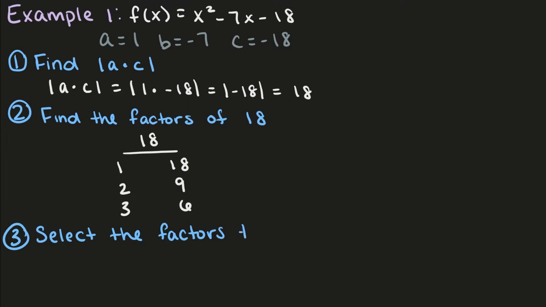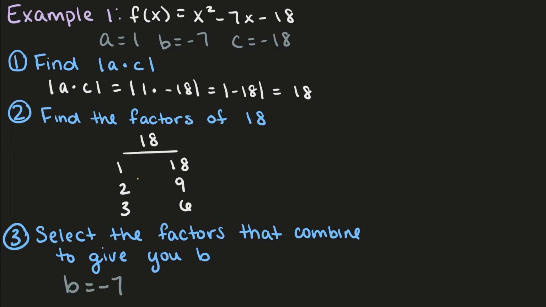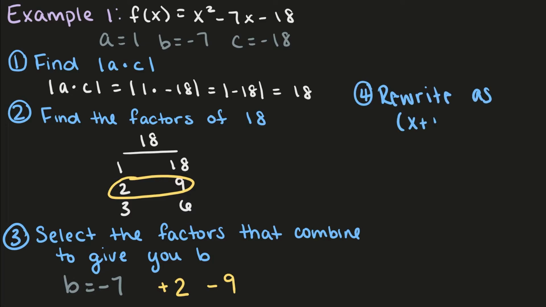Next, we'll select the factors that combine to give us b. Our b is equal to negative 7. So the factors that will give us negative 7 are going to be 2 and 9, where we have a positive 2 and a negative 9. So this is where we have to check our signs. We need to make sure that we get a negative 7. That's only by having a positive 2 and negative 9. Lastly, we'll rewrite this as x plus the first factor times x plus the second factor. So we get f of x equals x plus 2 times x minus 9.